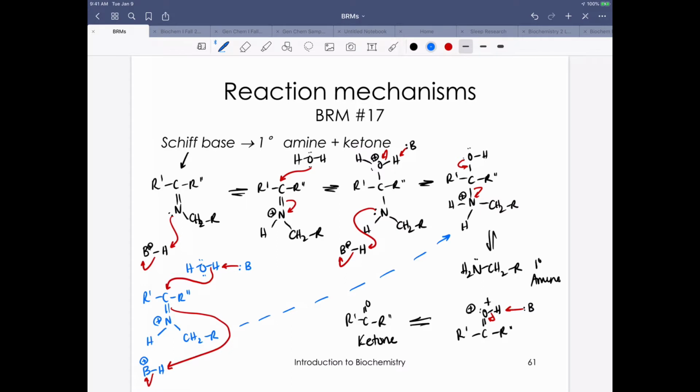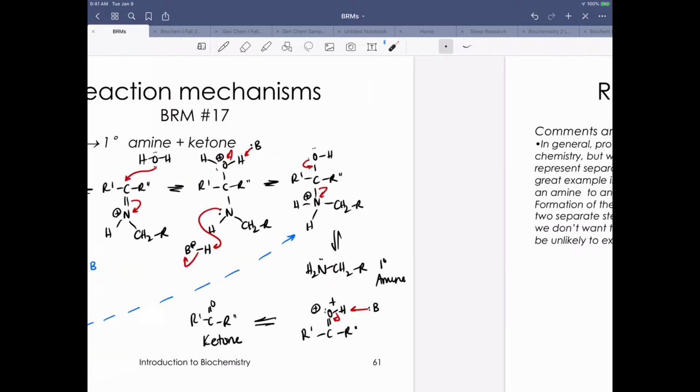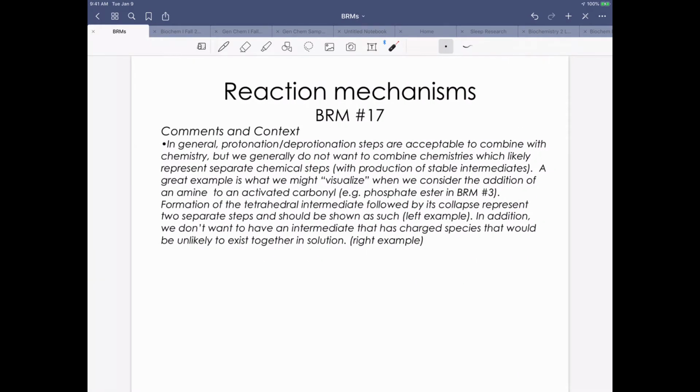So again, if you drew everything out here as we have with our black color, that would be fine. Or if you wanted to combine these two steps together, that's the kind of combining chemistries that we're interested in. A couple of other comments though: in general, protonation and deprotonation steps are acceptable to combine with chemistry, as we showed there with the blue text. But we generally don't want to combine chemistries which represent separate chemical steps. Again, we want to see the production of stable intermediates.